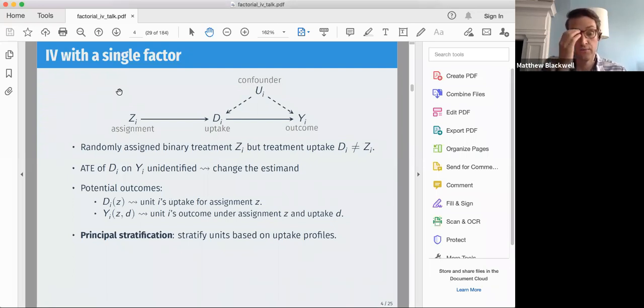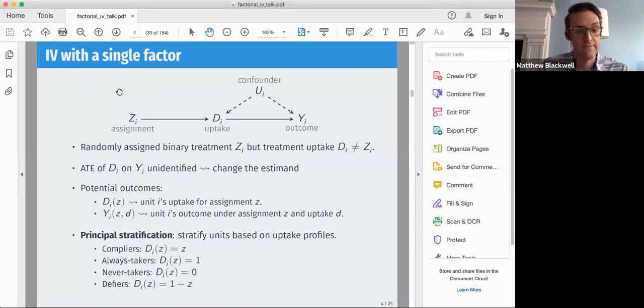The basic approach that people have taken in the past, or at least one way to approach this problem, is principal stratification, which takes units and stratifies them based on their uptake profiles. These are usually given nice names in this setting. There are compliers, people whose treatment uptake is always equal to their treatment assignment. And then we have different kinds of non-compliers: always takers, people that always take treatment no matter their assignment; never takers, people that never take treatment no matter their assignment; and defiers, people that take the opposite of whatever they were assigned to. Principal stratification works by taking these principal strata and working with them in order to change the quantity of interest.